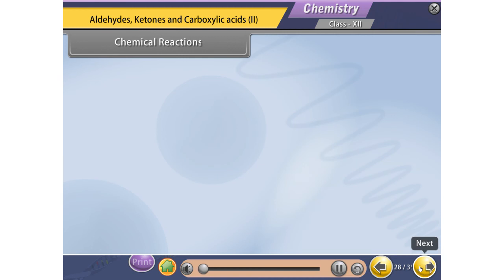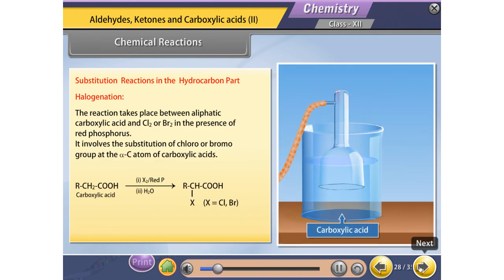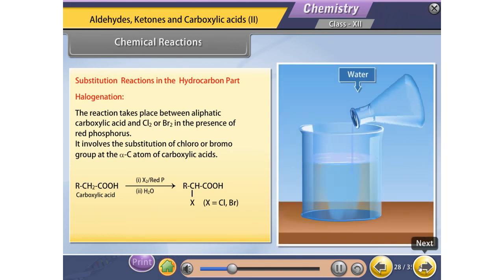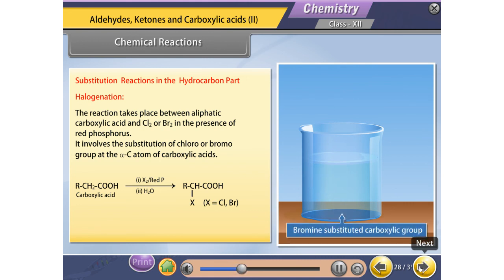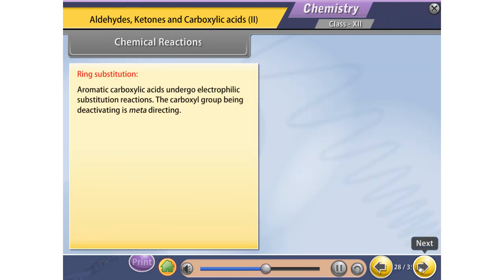Chemical reactions. Substitution reactions in the hydrocarbon part. Halogenation. The reaction takes place between aliphatic carboxylic acid and chlorine or bromine in the presence of red phosphorus. It involves the substitution of chloro or bromo group at the alpha carbon atom of carboxylic acids. The reaction is known as Hell-Volhard-Zelinsky reaction.